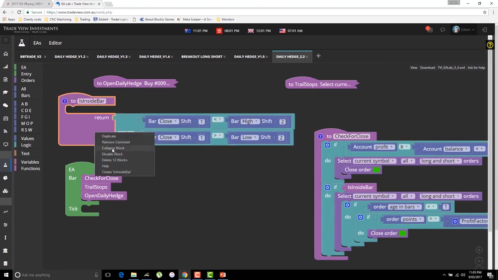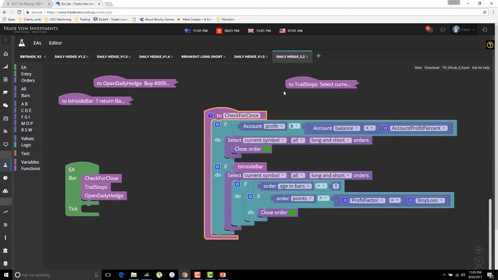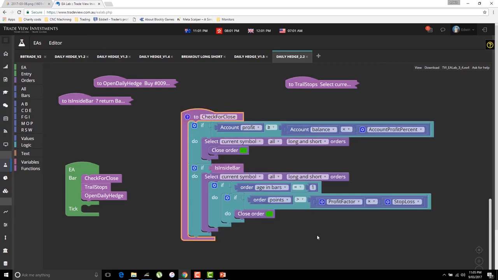Alright, we'll collapse that. I love how that happens. So if it's an inside bar, we're going to look at all the trades, and if the order age in bars is equal to 1, so if it's yesterday's trade, and if this bit here is a little bit different. If the order points, which means the amount of points in profit, is greater than a profit factor, which is a variable we've created, times the stop loss, then we're going to close the order. Todd, do you want to actually explain this bit for the guys?